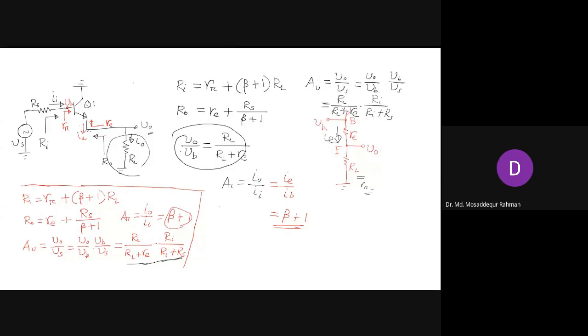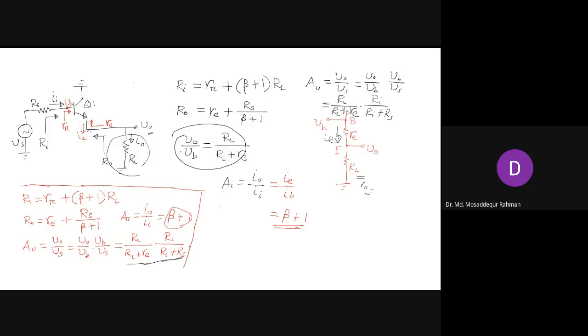Since the emitter current is flowing through RL, you have to look into the emitter and see what is the resistance between emitter and base. So there is small RE and the same current is flowing. So you can apply the voltage division to get the voltage at the base point. Is that clear?